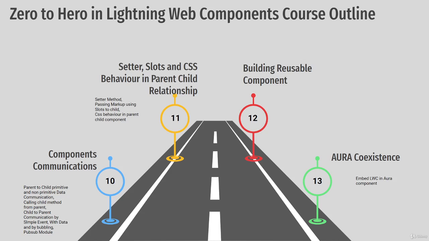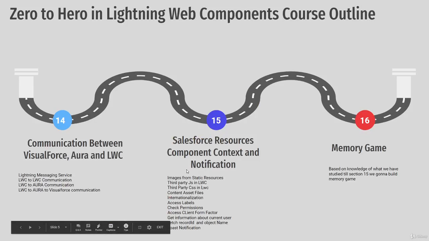After this section, we'll move to section 12, and we'll see how to build a reusable component, because now we know how the slot works, how the parent-child combination works. So utilizing that knowledge, we'll build a reusable component. After that, we'll go to Aura coexistence. In this, we'll see how we can embed our Lightning Web Component inside the Aura component and how they will communicate with each other.